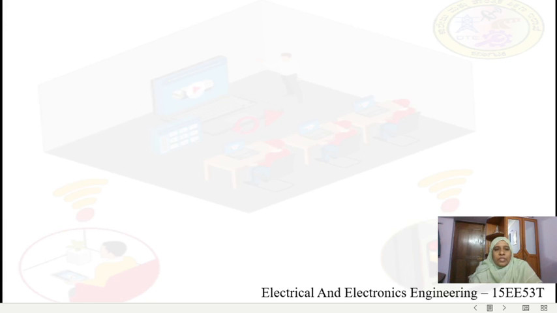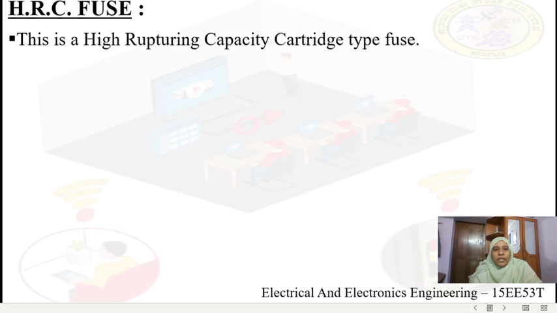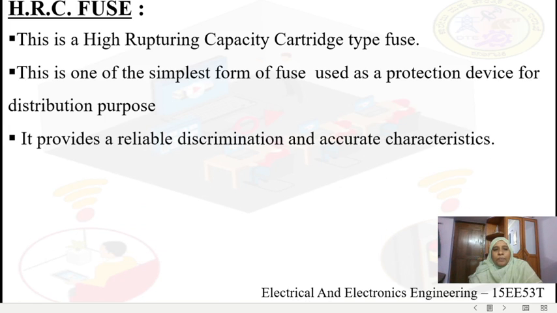Let us try to see what is a HRC fuse. A HRC fuse is nothing but high rupturing capacity cartridge type of fuse. This is one of the simplest forms of fuse used as a protection device for distribution purpose. So it is one of the simplest protections that we are using in the distribution power systems. It provides reliable discrimination and accurate characteristics.